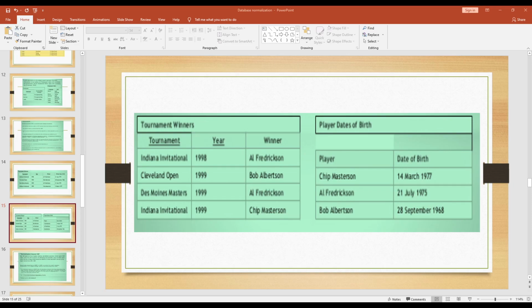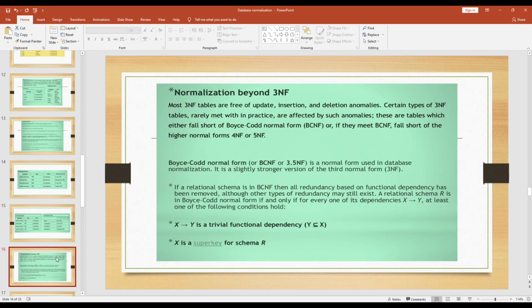Normalization beyond third normal form. Most third normal form tables are free of update, insertion, and deletion anomalies. Certain types of third normal form tables, rarely met with in practice, are affected by such anomalies. These are tables which either fall short of Boyce-Codd normal form, or if they meet BCNF, fall short of the higher normal forms, fourth normal form or fifth normal form.